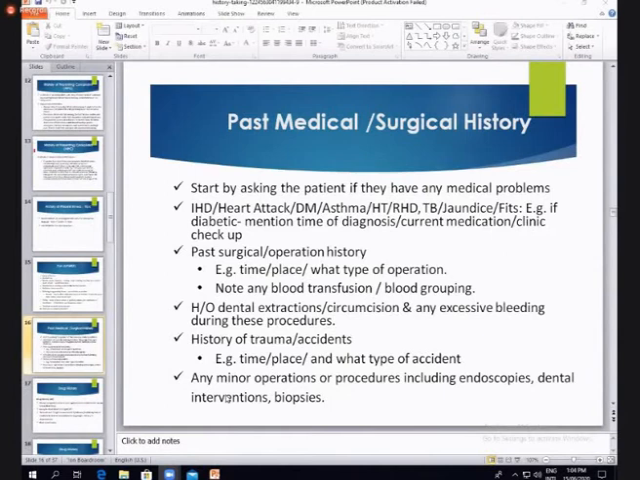Past surgical history again is really very important. The time, place, and what type of operation was done, what blood grouping was done, and was there any need of blood transfusions, history of dental extractions, history of any GI procedures, history of any traumas.